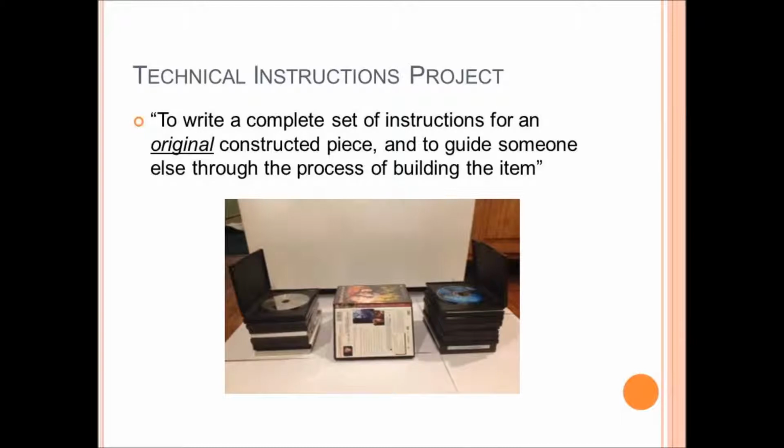The assignment I chose to review is the Technical Instructions Project. This involved constructing an original piece using household items that could easily be created and taken apart. The creation of the original piece was to be documented in a set of easy-to-follow instructions. The problem-solving approach was very beneficial to this process and will be explained in detail in the following slides.